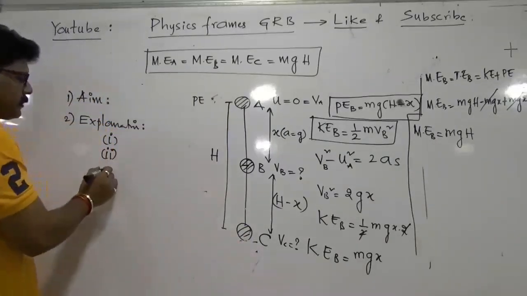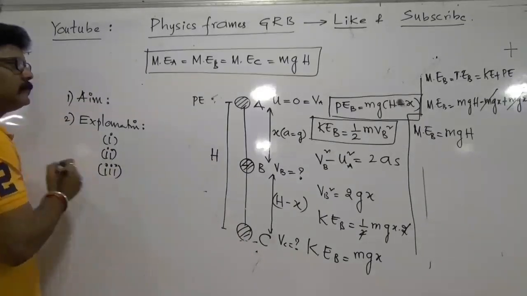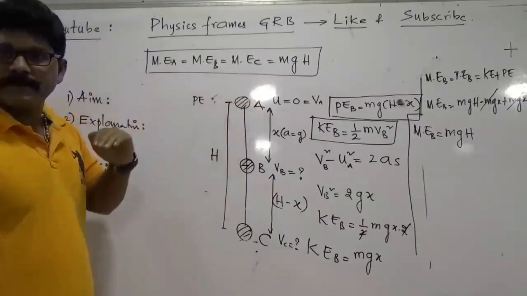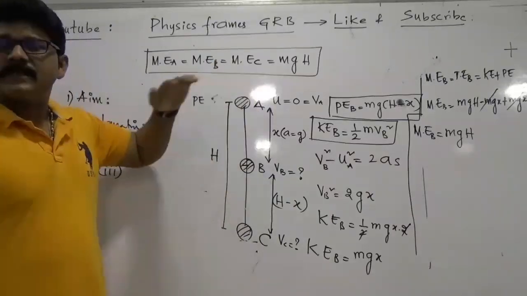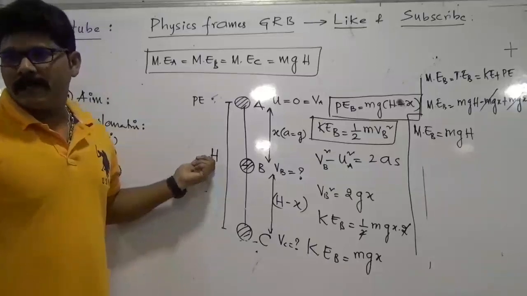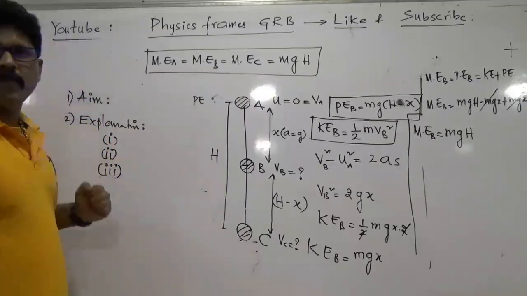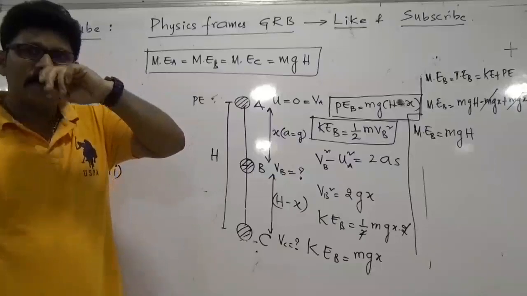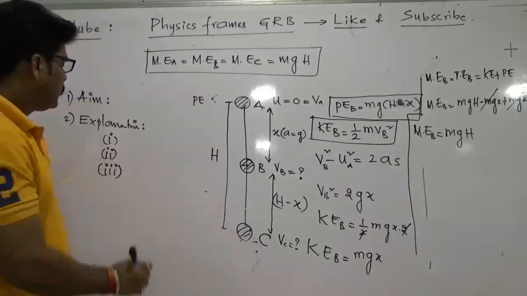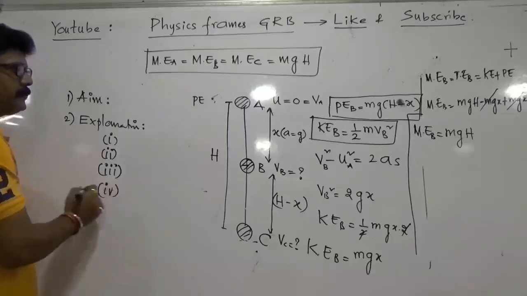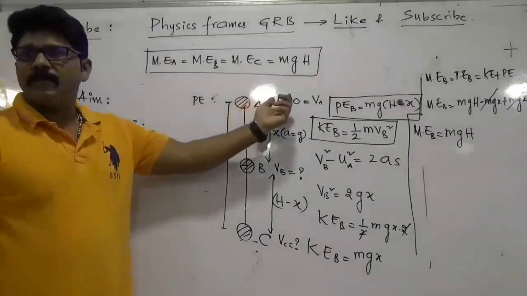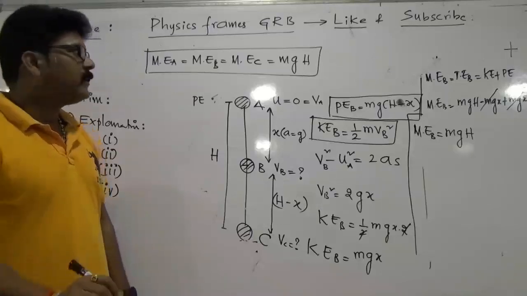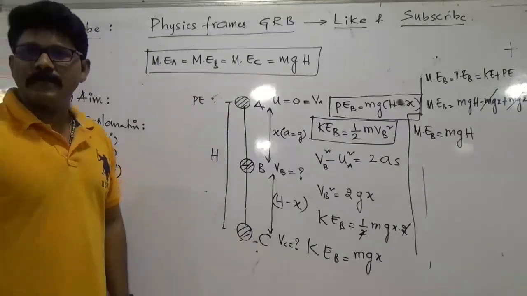Next, the third point. At point A, as it is freely falling and is at a certain height, it will have some potential energy. And the initial velocity of it is zero. Now the fourth point: here the total energy is in the form of potential energy. Kinetic energy is zero. Mechanical energy is in the form of potential energy.